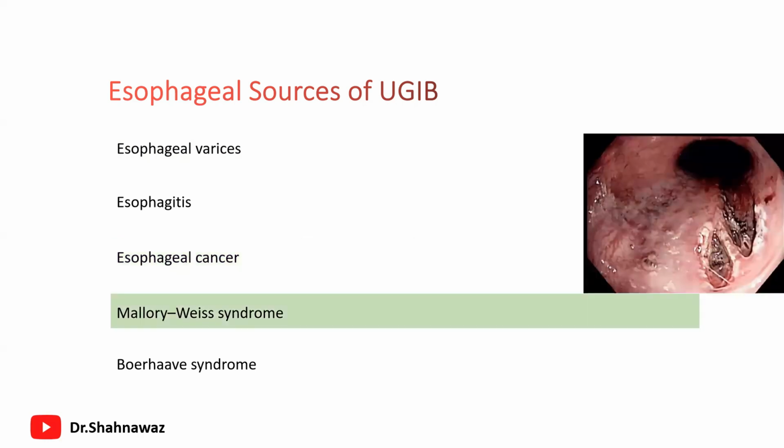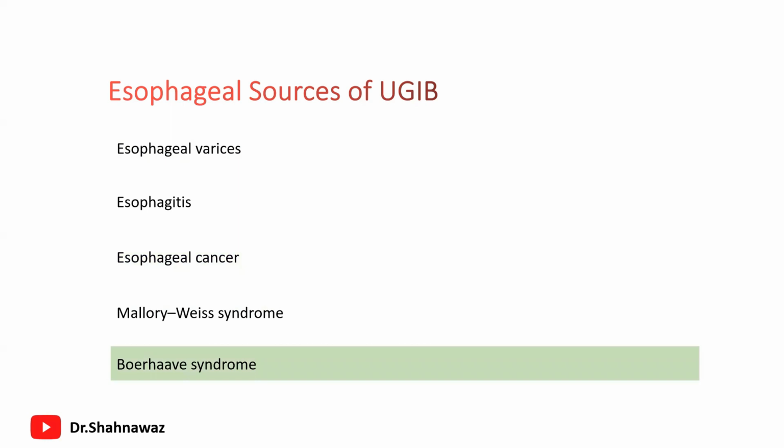And look at this. This is the junction of the esophagus and the stomach. You see that there are lacerations of the mucosa, called Mallory-Weiss syndrome, and it results in upper GI bleeding. And this is important. And more than this, we see Boerhaave syndrome, where there is increased esophageal pressure and decreased intrathoracic pressure, due to which the esophagus has a perforation, and this is a very important medical emergency.